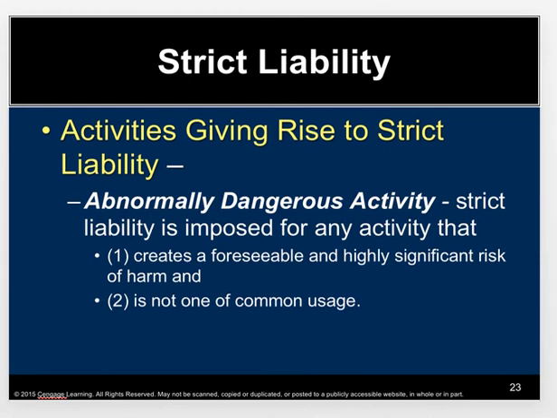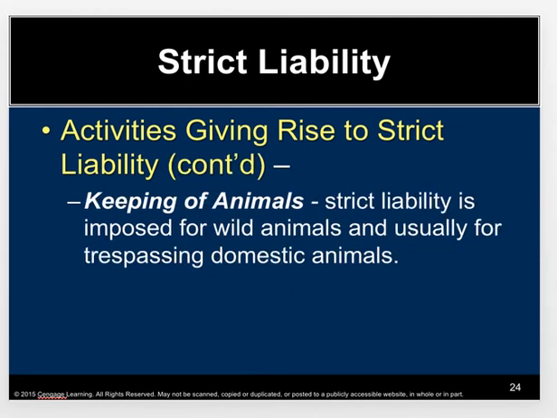Well, it has to be what the law calls an abnormally dangerous activity. Strict liability is imposed for any activity that creates a foreseeable and highly significant risk of harm, and it's not one of common usage, right? So what do we mean by that? Well, keeping of animals. Strict liability is imposed for wild animals and usually for trespassing domestic animals.